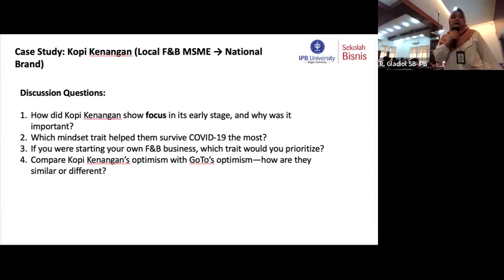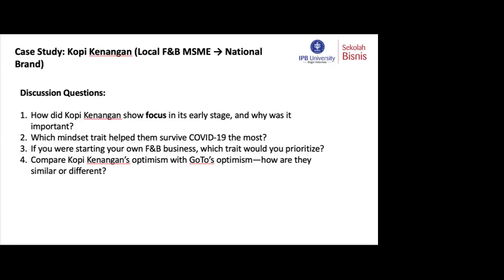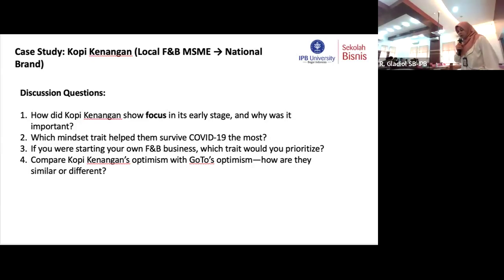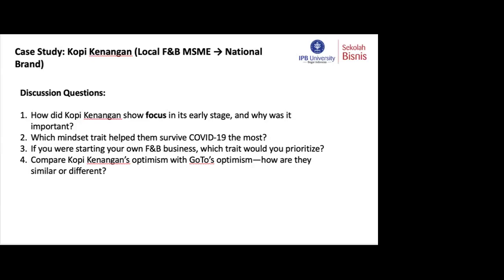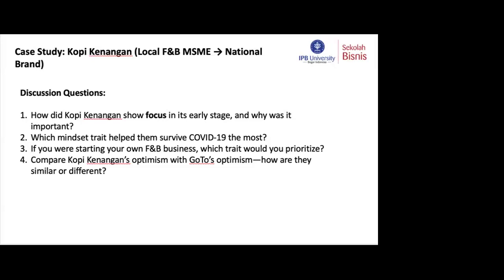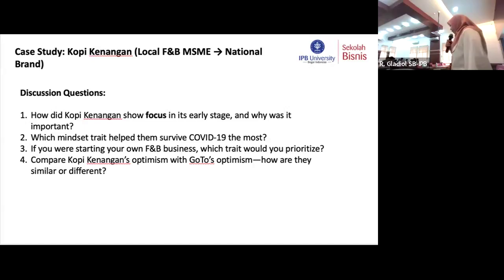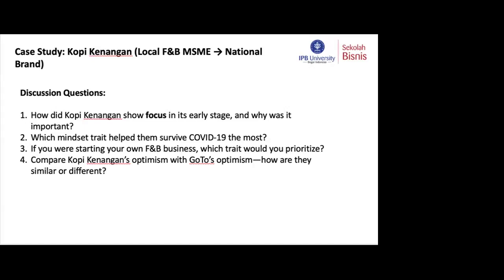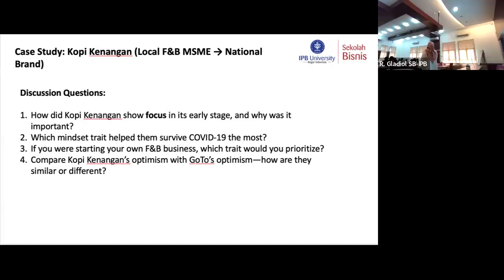Okay, please answer number three. Kotru and friends. For number three, if we were starting our own F&B business, which trait would we prioritize? In our opinion, we would prioritize focus, like Kopi Kenangan. We will focus on one or two best-selling products and on reaching our target customers. We will also make sure to adapt quickly by shifting to online sales, delivery, or even building our own app if needed. Okay, a signature product makes it easy to increase the level of awareness.